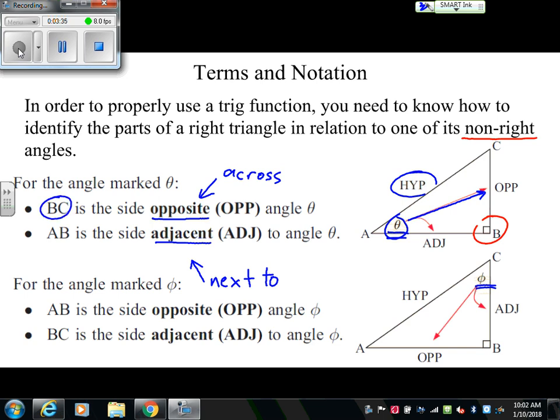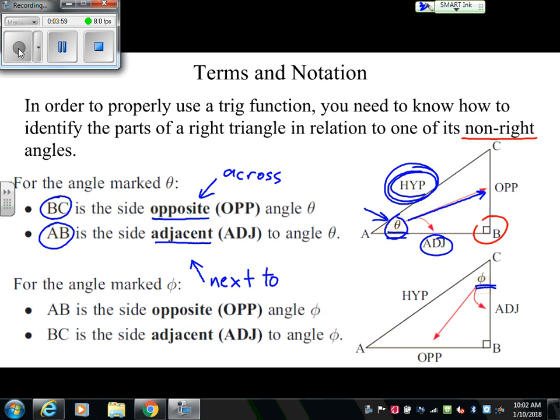There's also a side that's next to theta. And in fact, you might say, well, if I look at this angle theta here, there's actually two sides that are next to it. However, one of which we've already identified as the hypotenuse. So what we're looking for is the non-hypotenuse side that's next to, or adjacent to, our angle. And that is going to be over here, and that would be side AB.